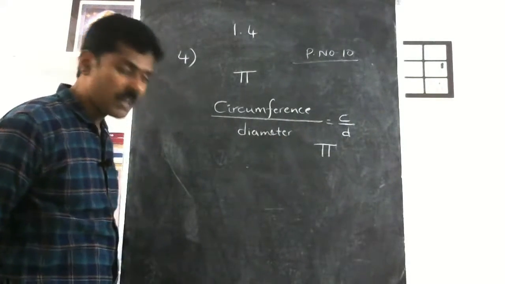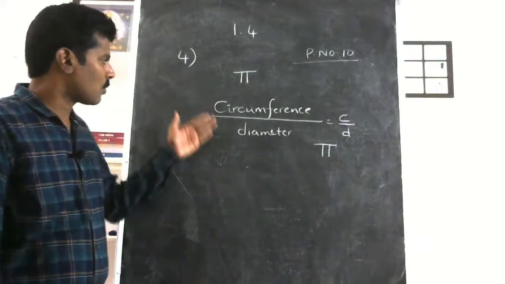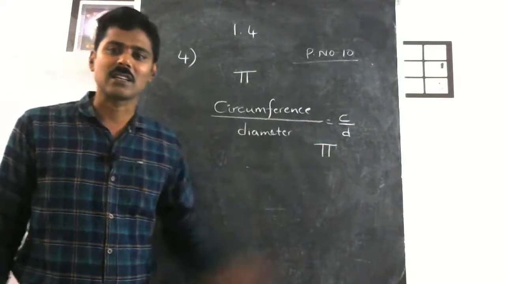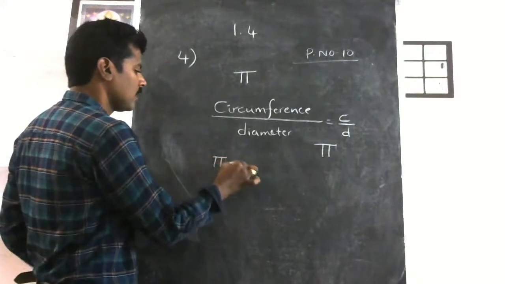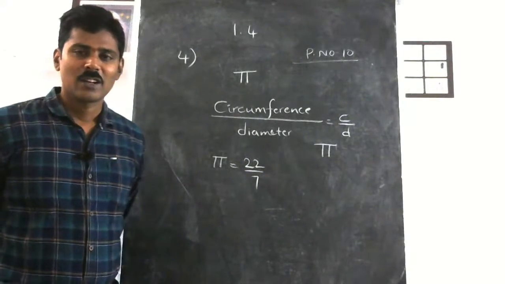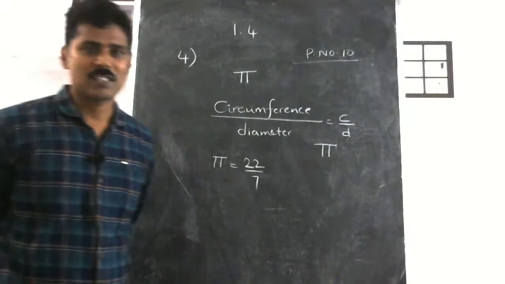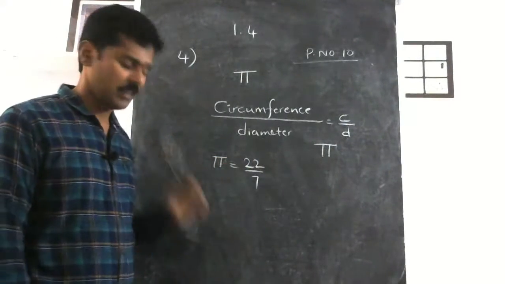But we say that pi is an irrational number. We are taking a ratio, but we are saying this is an irrational number. And generally in calculations, we will take pi is equal to 22 by 7. So how can we justify this? And so many students simply have written 22 by 7 in homework.